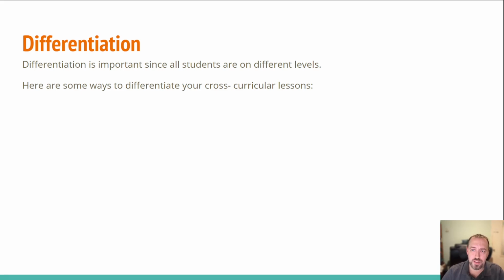Differentiation is important since all students are on different levels. Here are some ways to differentiate your cross-curricular lessons. Provide scaffolding by using visual aids or graphic organizers to help students who need some additional guidance. Allow students to choose from various activity options or formats, such as drawing, writing, or hands-on projects based on their interests and strengths. Group students according to their skill levels or interests for different parts of the activity.